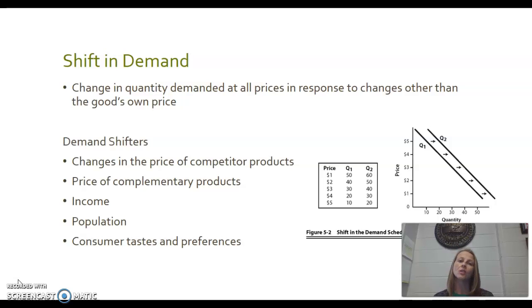So things that can cause a shift in demand include the change in price of a competitor's product, the price of a complementary product. Income, population, and consumer taste can also cause a shift in demand. If you think about a few years ago, there were those little silly band bracelets that everybody was after. For a while, the demand for those was pretty high. But as consumer preferences changed, you could buy like 100 of those for $1. That's because the demand curve itself shifted.